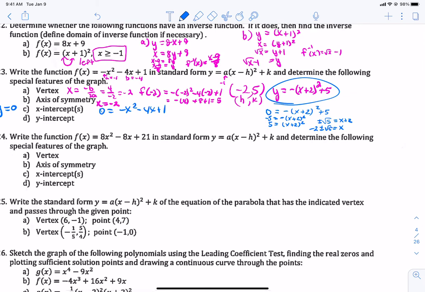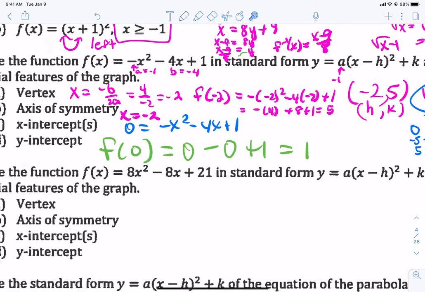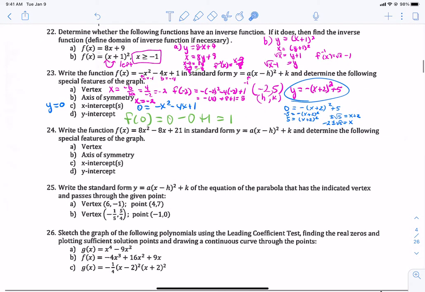We've got the vertex, axis of symmetry, the standard form, and the x-intercepts. Now let's go to the y-intercepts. The y-intercepts are the easiest one. You just plug in 0. And so if we plug in 0, we get 0 minus 0 plus 1. In the quadratic formula, remember how we've got that a, b, and c? It's always going to be the c value. So the y-intercept's always the c value. It's always that constant. Any questions about your parabola stuff?